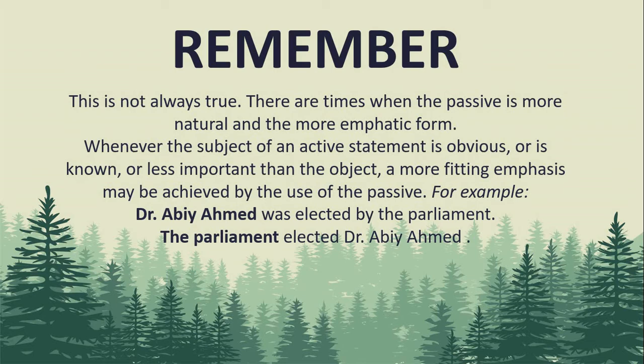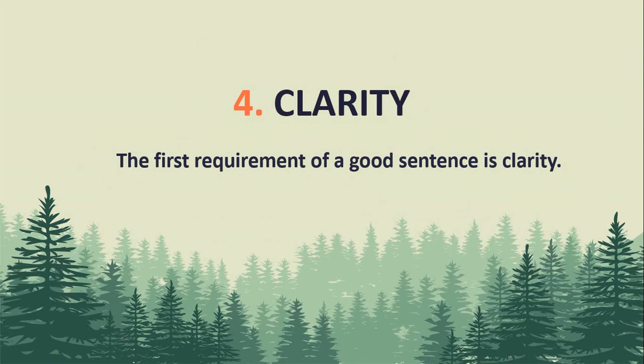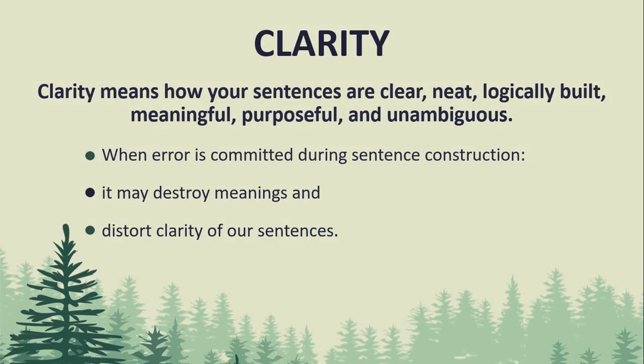Dr. Abiy Ahmed was elected by the parliament. This one is the most emphatic. So in rare cases this type of occasion may occur, but most of the time the active verb is the most emphatic voice. The next on the list is going to be clarity. The first requirement of a good sentence is clarity. Always have this in mind. So clarity means how clear, neat, logically built, meaningful, purposeful, and unambiguous your sentences are.